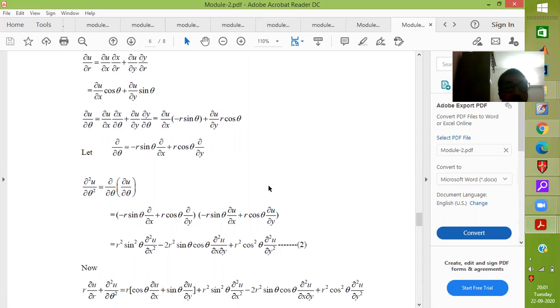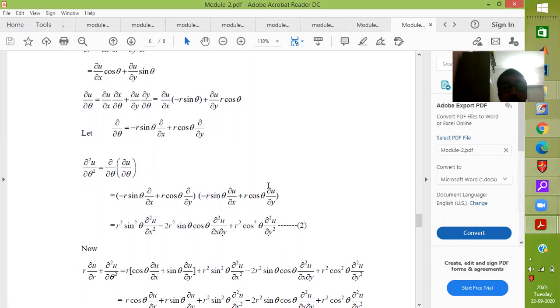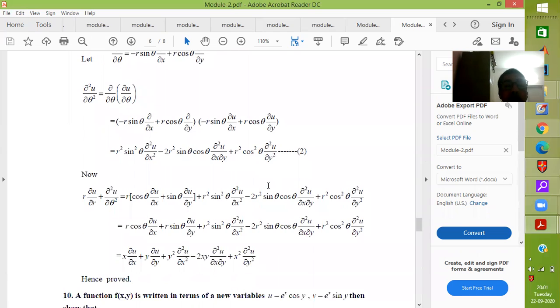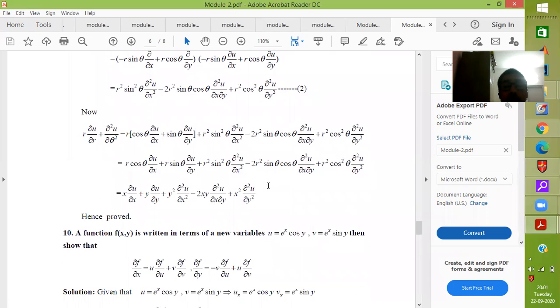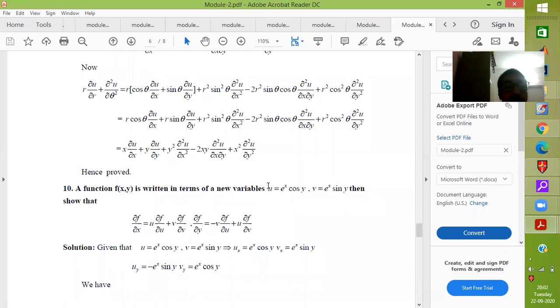Please observe the critical operations which have been explained. Equations 2 and 3 have to be done very, very carefully, and then you just sum them up and you get the desired result. So I would advise that question number 9 should be taken a bit seriously.